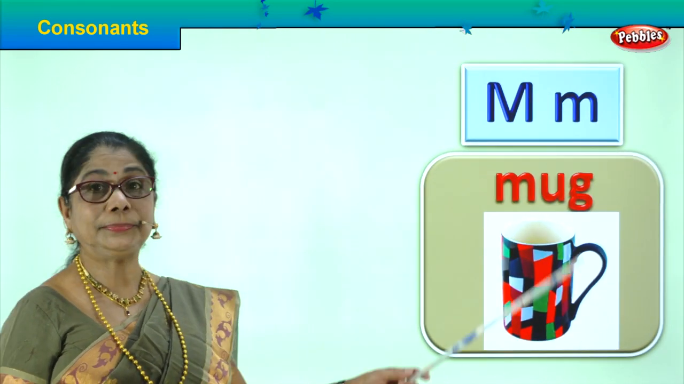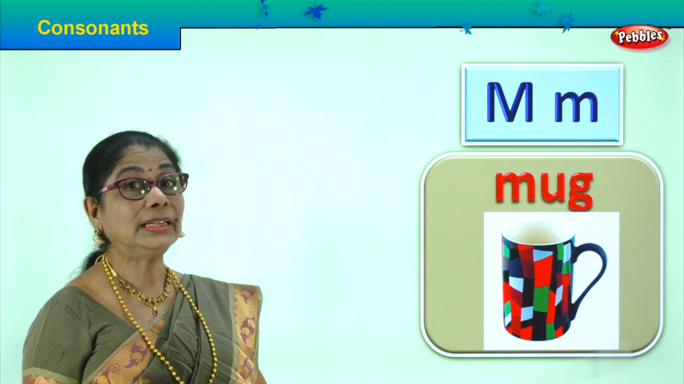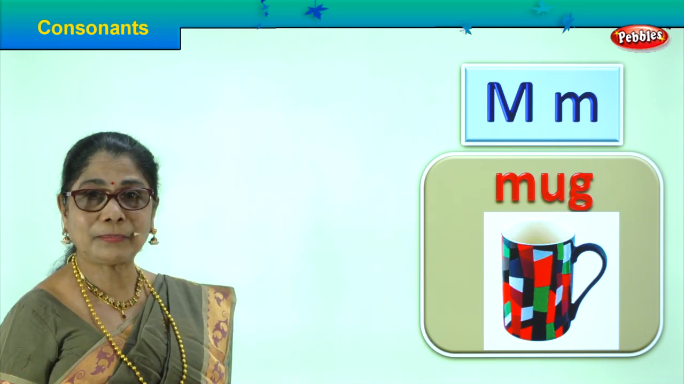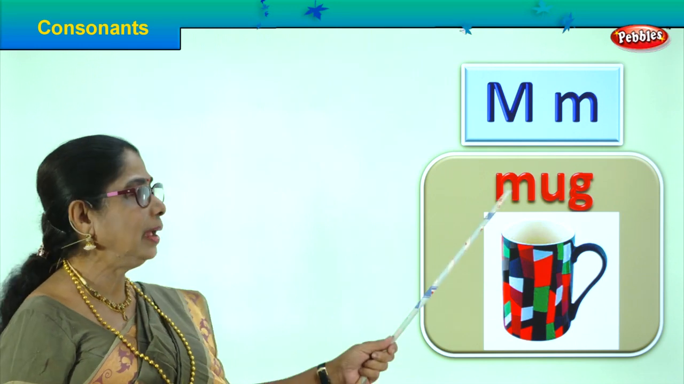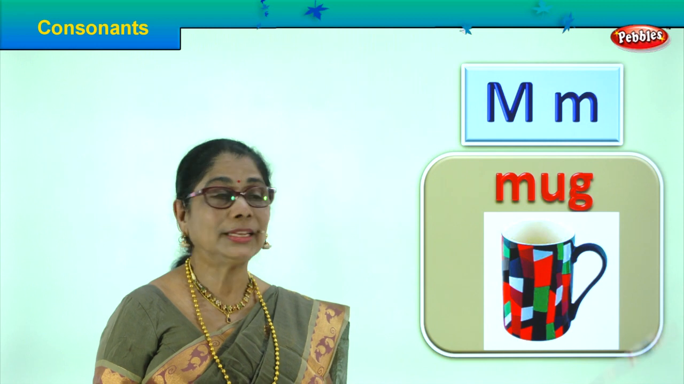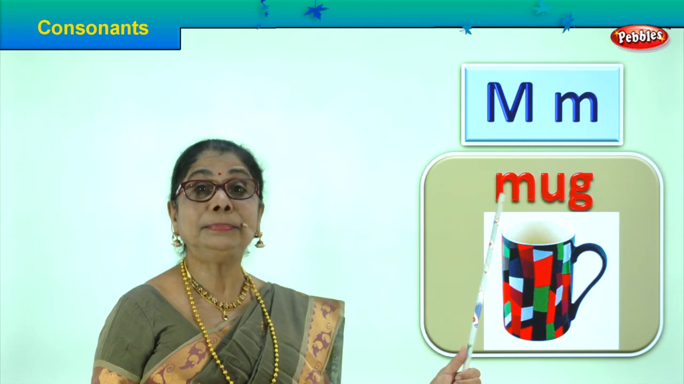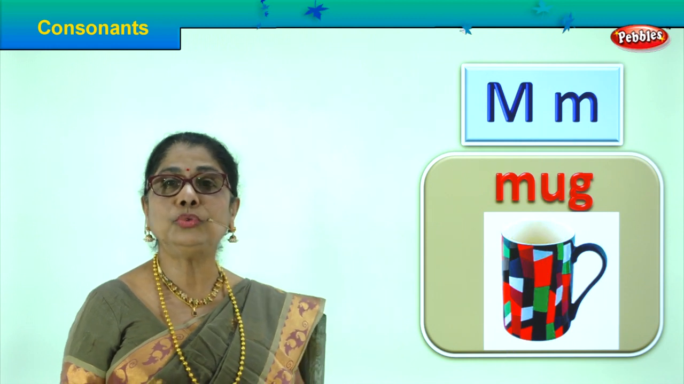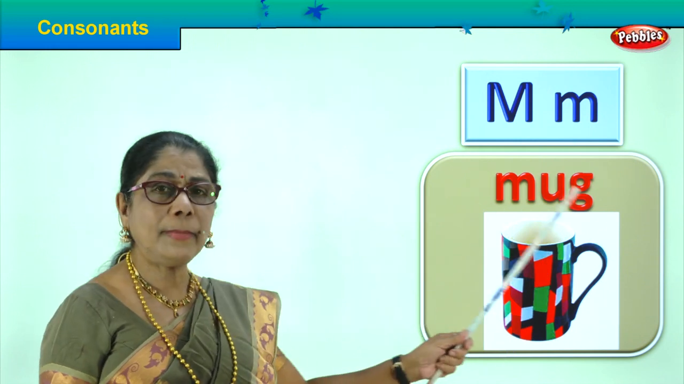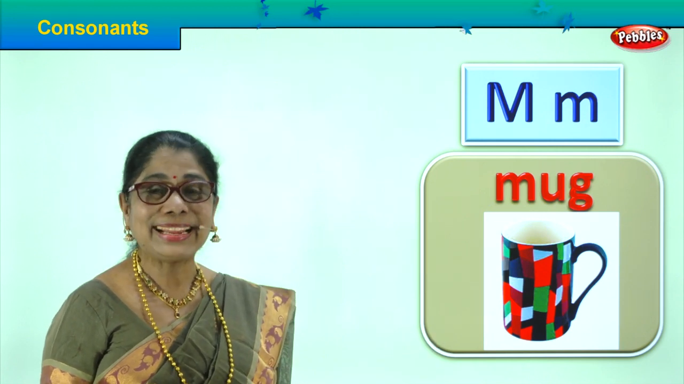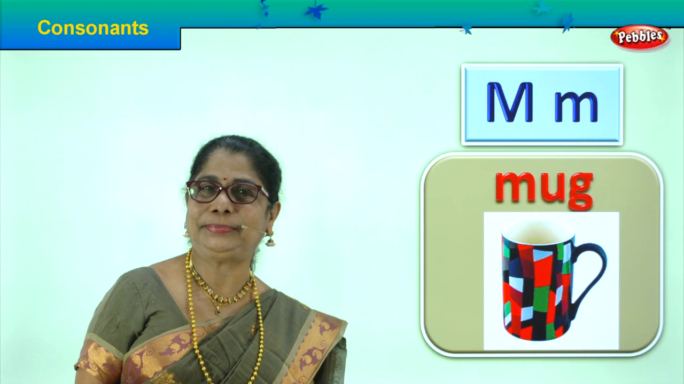Look what you have here. Letter M. Sound M. Mug. Spell mug. M-U-G. Mug. What is the sound of M? M-U-G. Mug. The word mug begins with the consonant M. Yes? Let's take a new picture.